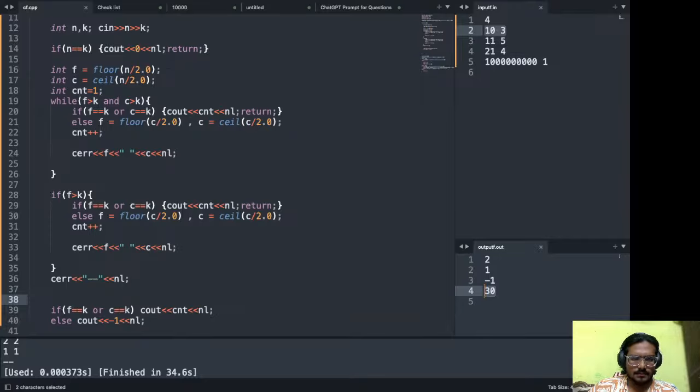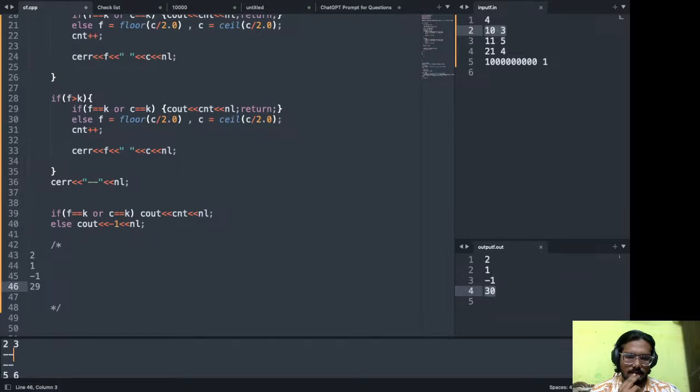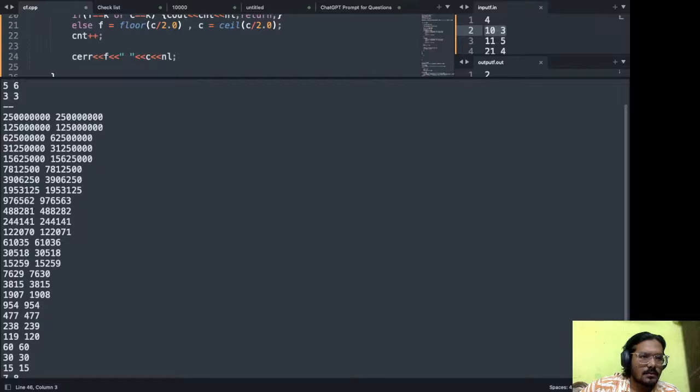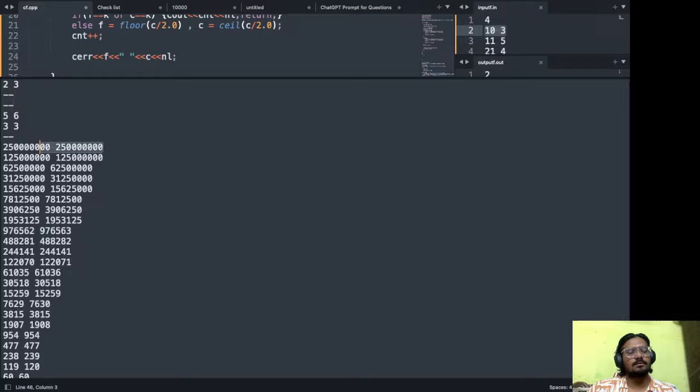Okay. The first one should be 2. The first one should be 2 1 -1 and 29. So why is this 30 coming? One, two, three, four, 8, 9, 10, 11, 12, 13, 14, 15, 16, 17. 29. But why did this become 30?